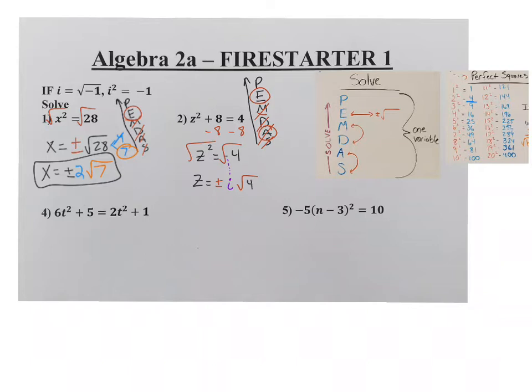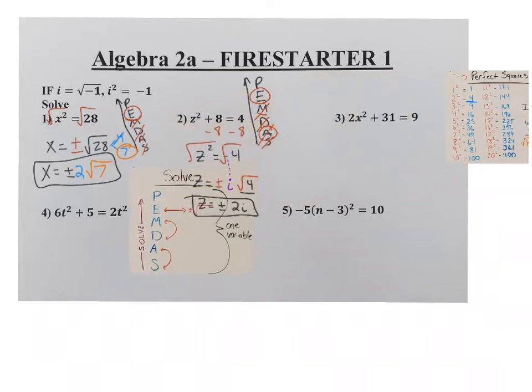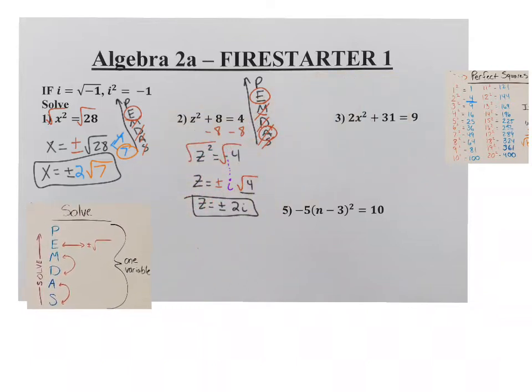And now I know the square root of 4 is 2. So my best answer is actually z equals plus or minus 2i. You always put your number part first. But if you wrote i2, I wouldn't take off for that. So that's it for number 2.